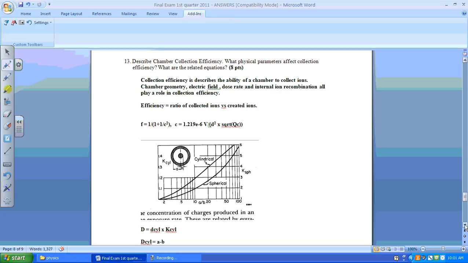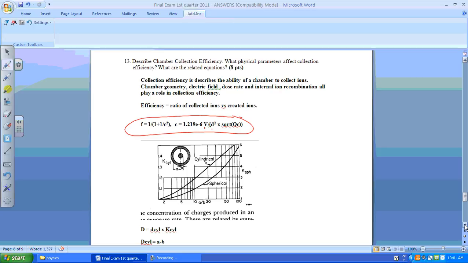I wanted you to know this equation or something close to it. The C factor has a constant, and it's important to know this equation because if you know the equation, you know what parameters affect collection efficiency. Here's V, so voltage across the plates affects collection efficiency. So does the distance between the plates, because as you make the distance bigger, the chances of recombination go up, and your collection efficiency goes down.